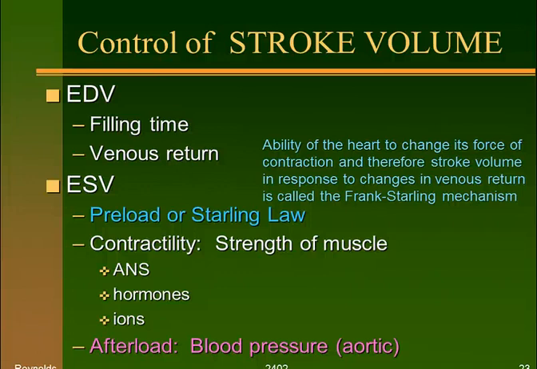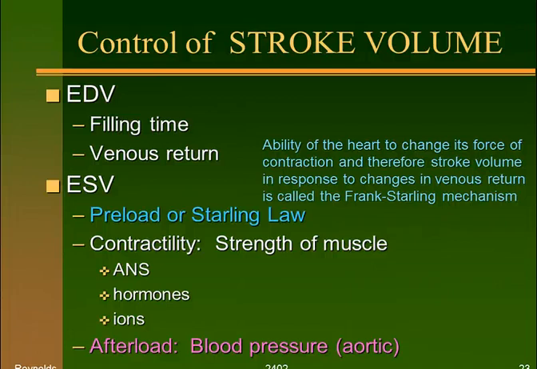Contractility, strength of muscle. If you've had prior heart attacks, the muscle's not as contractile. Obviously, your stroke volume is going to go down. Look at that in ESV. So if stroke volume goes down, less blood going out, you're going to have more sitting in the heart, more ESV. Other things that can affect it, again: autonomic nervous system, hormones, ions, and so on.